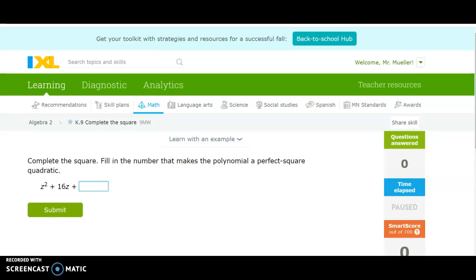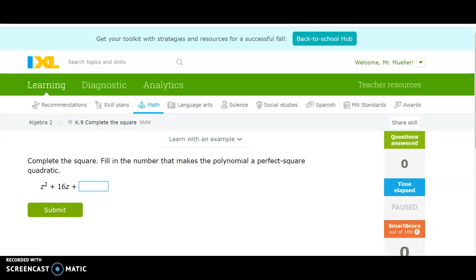I'm not sure if I can write on here. I don't think I can, but you could take the b value, which is 16. You divide it by 2, which is 8, and you square it. 8 squared is 64. So in this particular example, we would add 64 to this equation to complete the square.